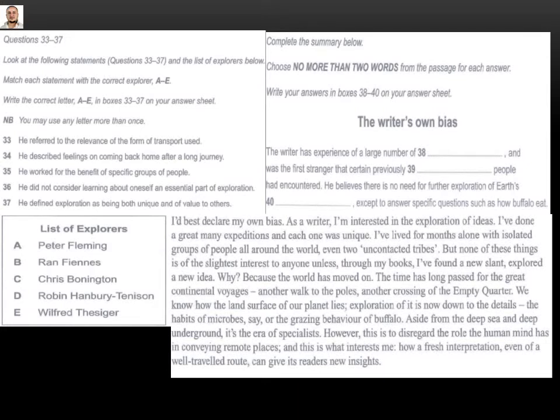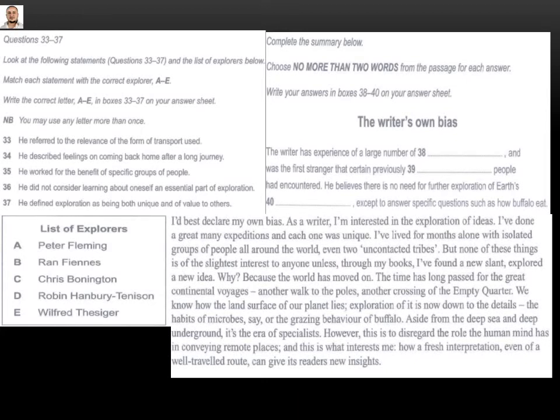Let's see. "I'd best declare my own bias. As a writer, I'm interested in the exploration of ideas. I'd done a great many expeditions, and each one was unique." The writer has experience of a large number of expeditions, because he's saying I've done a great many expeditions. So 38 will be expeditions.